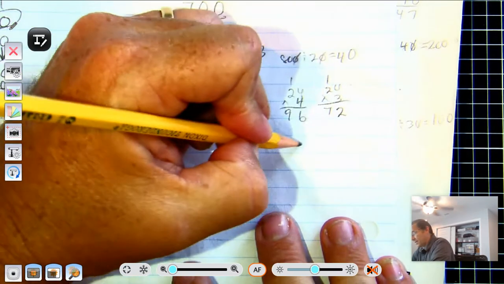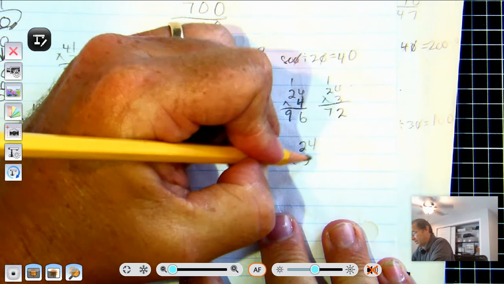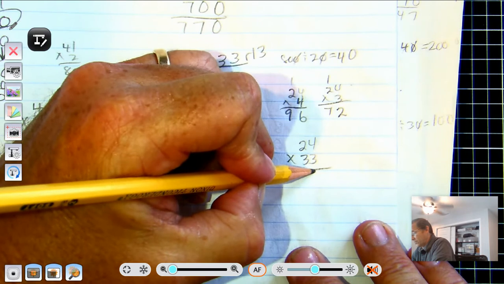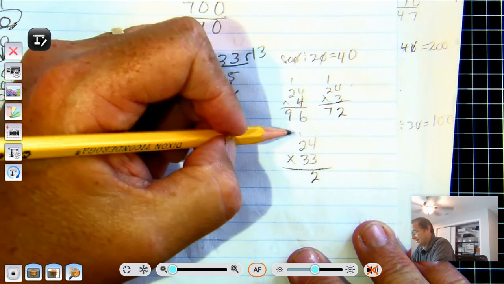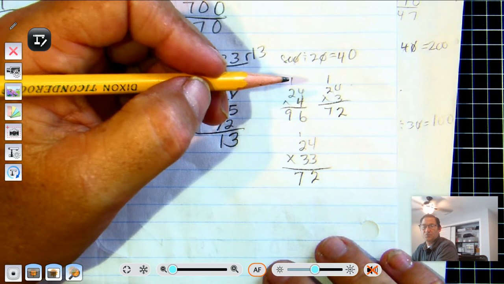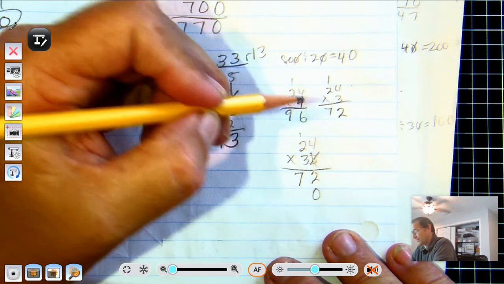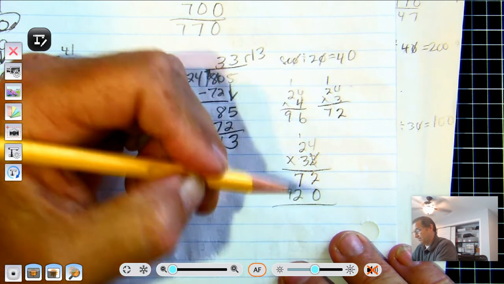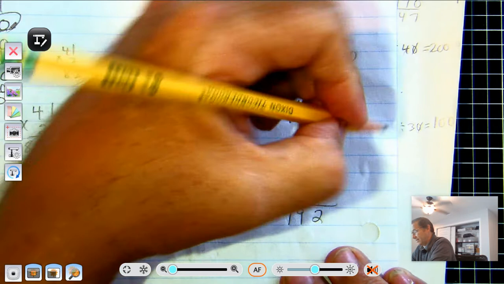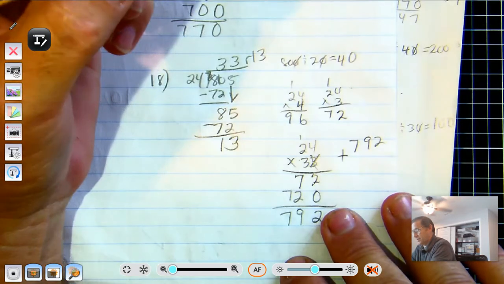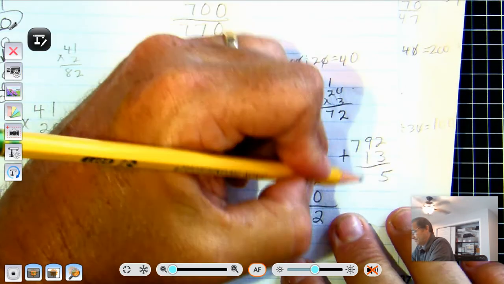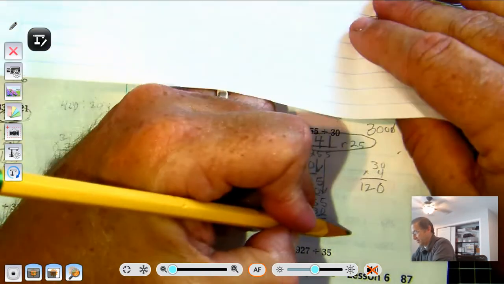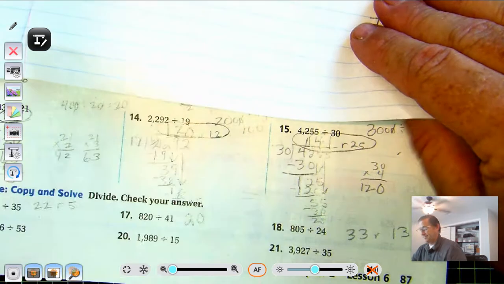Let's see if we're right. 24 times 33 and add the 13. 3 times 4 is 12. 3 times 20 is 60. Plus the regroup 10, 72. All right, well, we're multiplying by the same digit except we're in the tens. So add those together. 792 plus 13. We get 805. That matches. So 33 remainder 13.